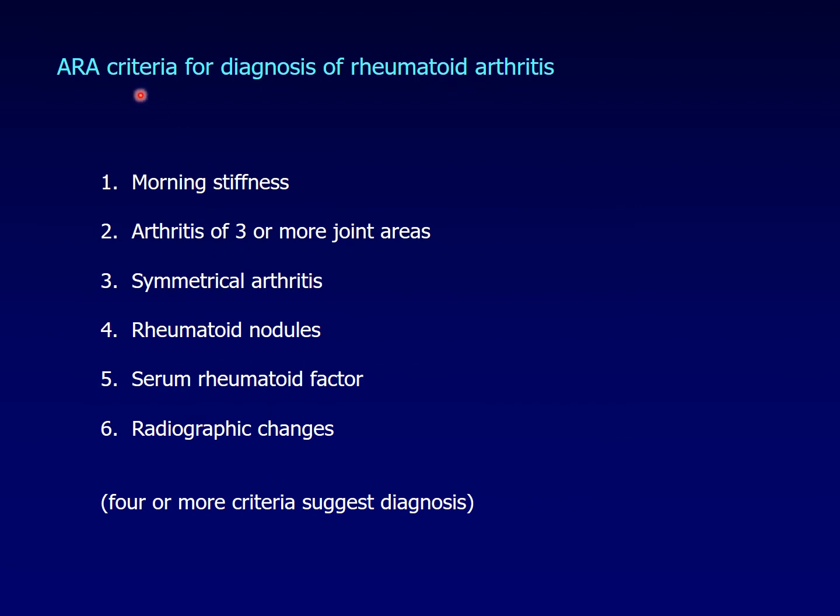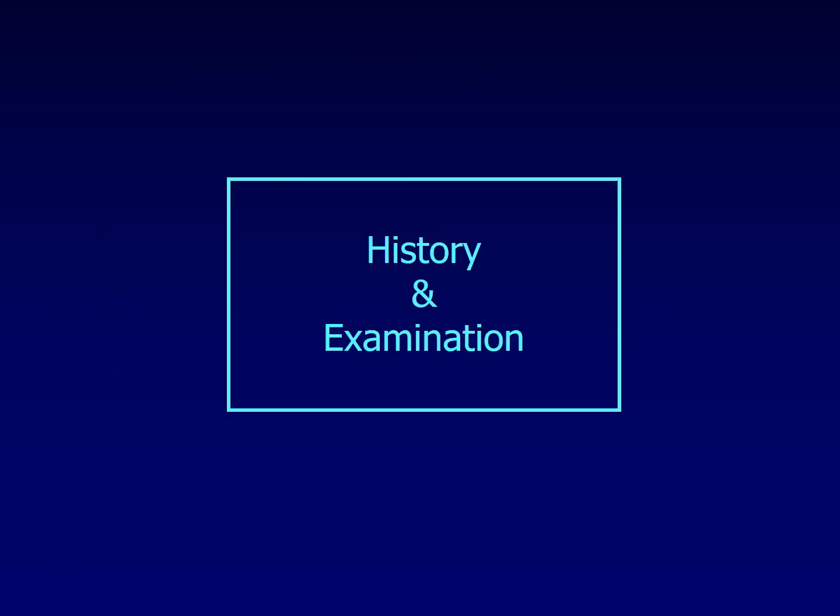This is the criteria for diagnosis of rheumatoid arthritis. First is morning stiffness, then involvement of more than 3 joints, symmetrical arthritis, rheumatoid nodule, positive rheumatoid factor, and radiographic changes as we discussed. If 4 or more criteria are present, it confirms our diagnosis of rheumatoid arthritis.